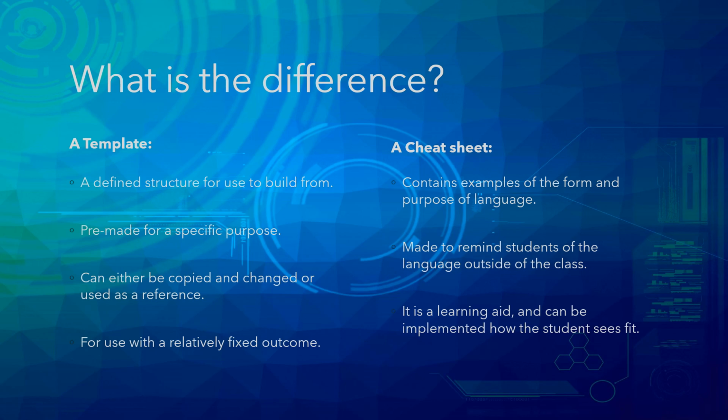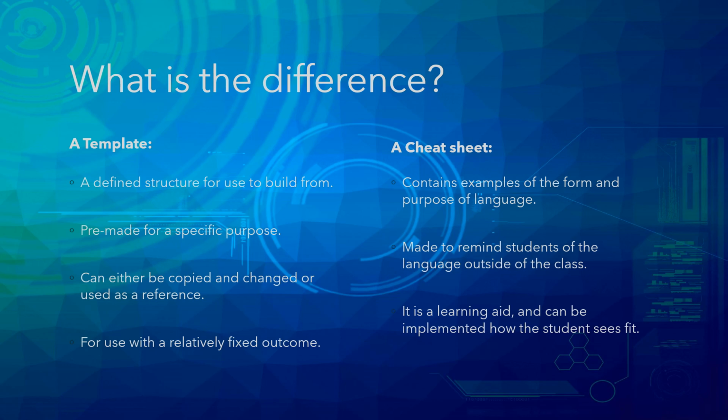It can be copied or changed or used as a reference. So if you have a very good email template for formal writing and you give that to someone, or a very good template for a report, then they can copy paste and then change the specific details, or they can just refer to it. So that's a really nice resource to have. And also, it's for use with a relatively fixed outcome. By that we mean we know what they are aiming to achieve with this, and with that they will be able to use that template to get that outcome.